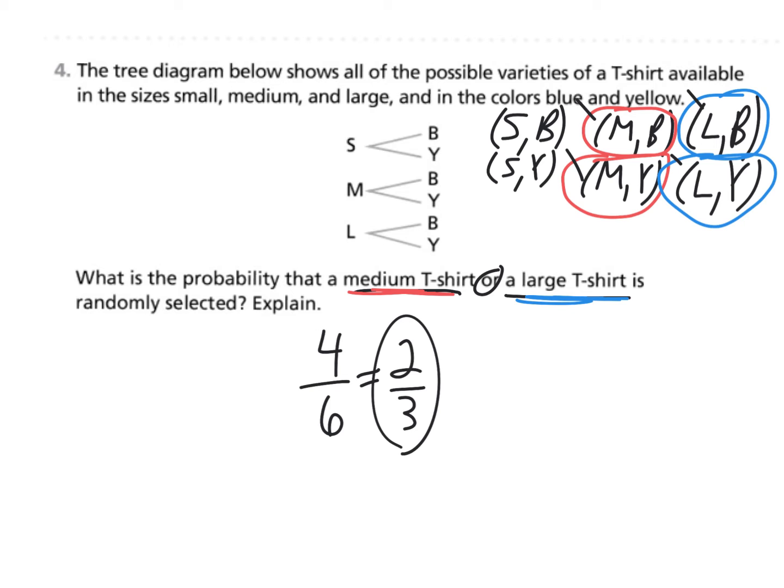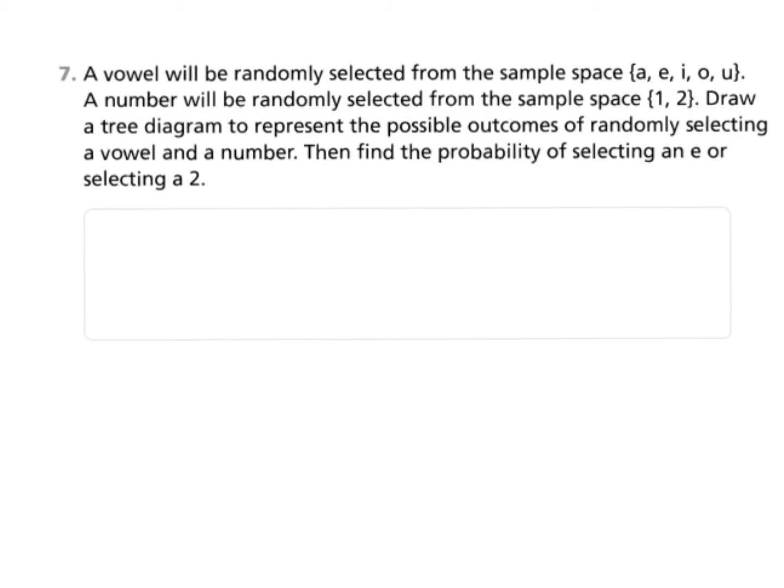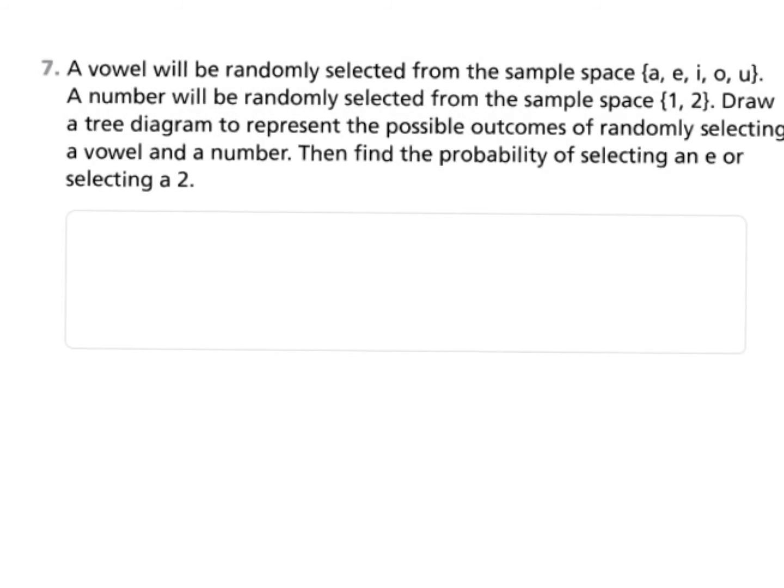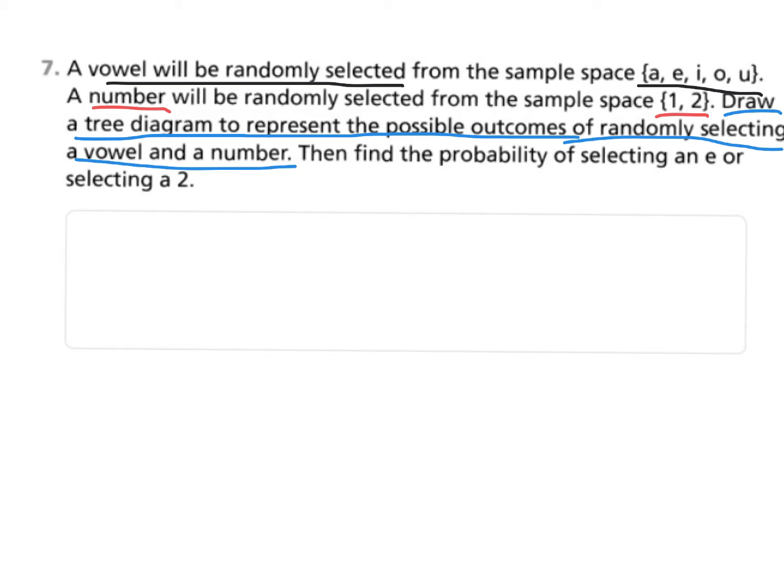Number 7, a vowel will be randomly selected from the sample space A, E, I, O, U, and a number will be randomly selected from the sample space 1, 2. So they want us to draw a tree diagram to represent possible outcomes of randomly selecting a vowel and a number. And then we're going to find the probability of selecting an E or selecting a 2. Alright, so we're going to look at the tree diagram first.